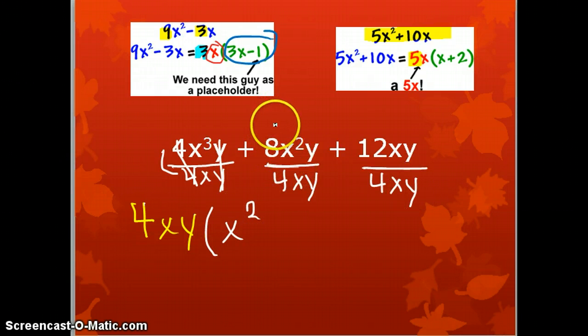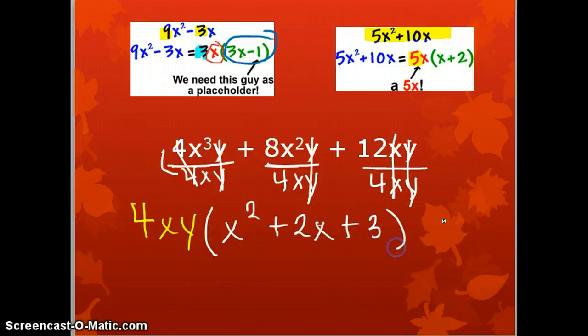Then I have 8 divided by 4, and I get 2. Y divided by y, I'm still left with nothing here. X squared divided by x, I'm just left with an x. Here, my x's and my y's are going to cancel out. 12 divided by 4 gives me 3. So my greatest common factor was 4xy, and then I have x squared plus 2x plus 3.